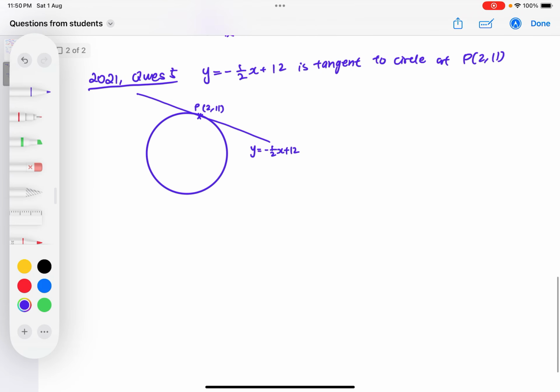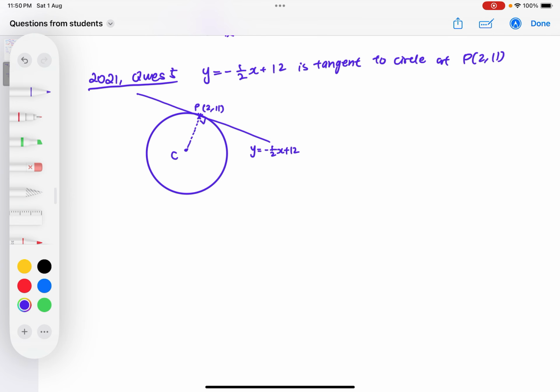I'll now go through question 5 of the 2021 paper. You're given that y equals negative half x plus 12 is a tangent to the circle at point P. So you draw it out first to help yourself visualize what that means. And then we know that the tangent is always perpendicular to the radius, right? So this is 90 degrees and this is the center of the circle.